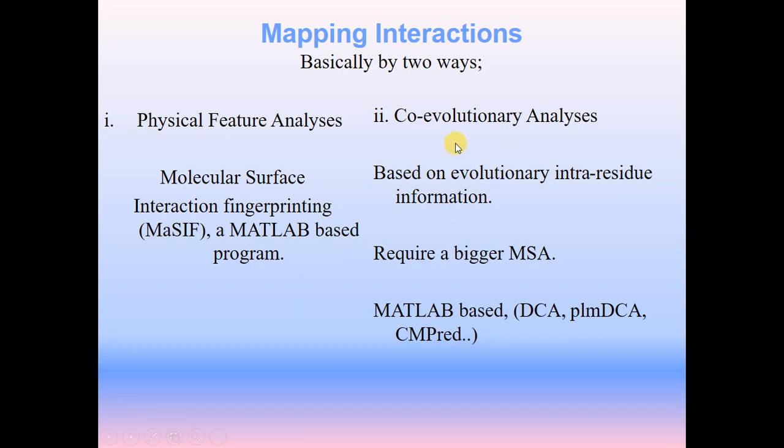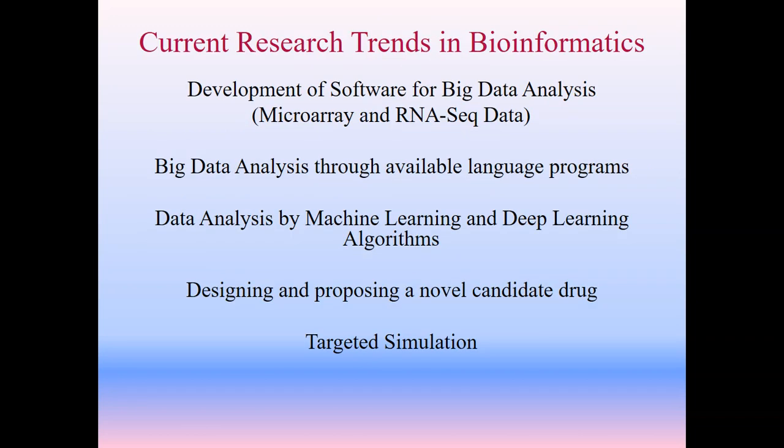On the other side, coevolutionary analysis. In coevolutionary analysis, we actually require a multiple sequence alignment, and a bigger multiple sequence alignment. There are programs like DCA, direct coupling analysis, PLM DCA, and CMPRID, and based on such programs you can actually predict the exact amino acids, or the neighboring amino acids, which will be involved in the interaction. Next, you can move on towards docking to dock your stuff with those amino acids. We call them interfaces. Okay, so what's next?